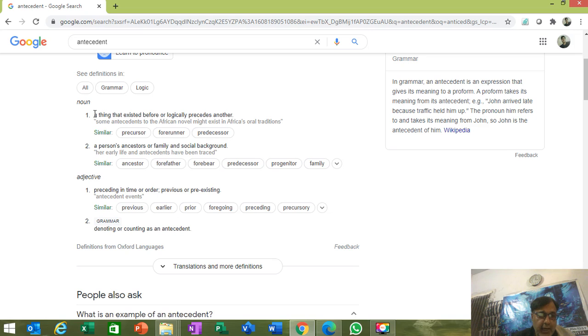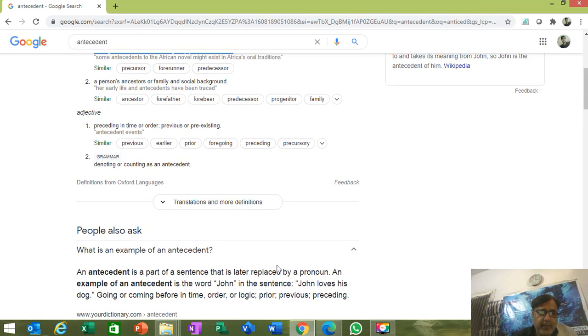We can say it is a thing that existed before or logically precedes another. There are also precursor, forerunner, and predecessor, but in grammar these do not mean the same thing as antecedent. Or we can say a person's ancestor, or family and social background. The second meaning of antecedent also means the person, ancestor, family, and social background before. And as an adjective, it means preceding in time or order, previous or pre-existing. This also applies here in grammar, my dear students.